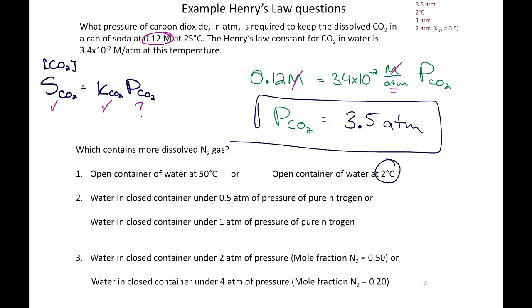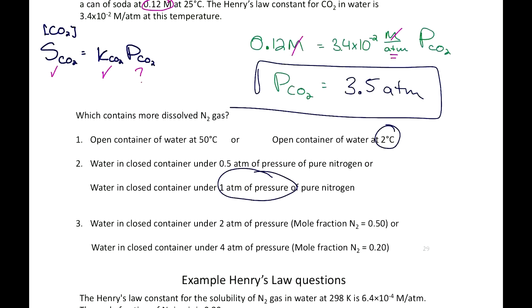All right, water now in a closed container in contact with half an atmosphere of pure nitrogen or 1 atmosphere of pure nitrogen. Which one has more dissolved nitrogen? 1 atmosphere, yeah, because remember, Henry's law constant. Solubility, the amount of gas dissolved, is proportional to the pressure above it. So here, in this first one, there's only half an atmosphere of nitrogen. In the lower one, there's 1 atmosphere of nitrogen. So yeah, this one's going to have more dissolved nitrogen.